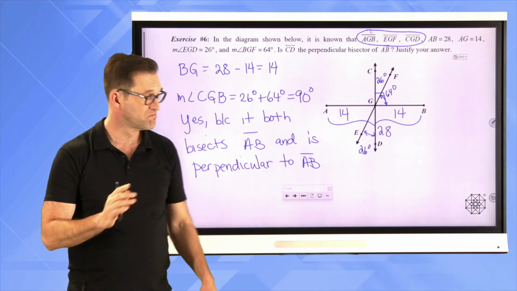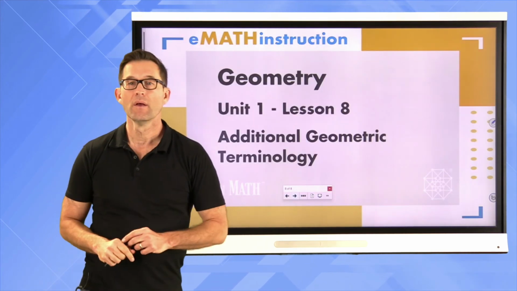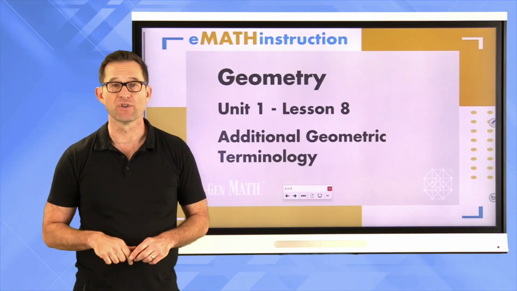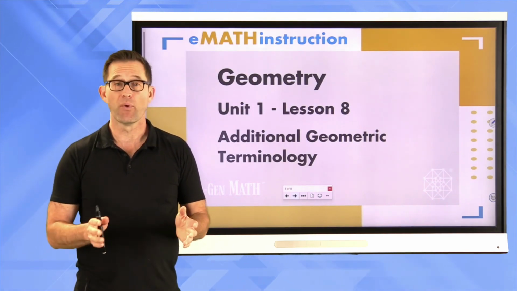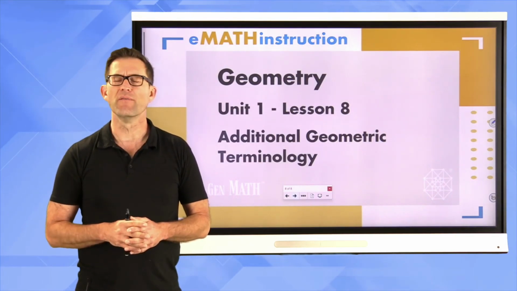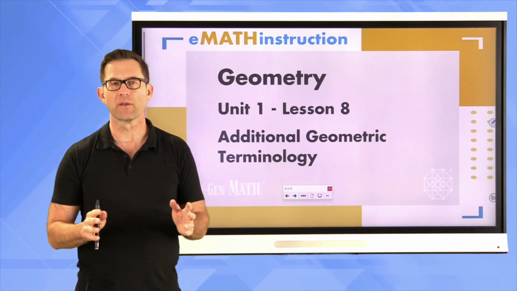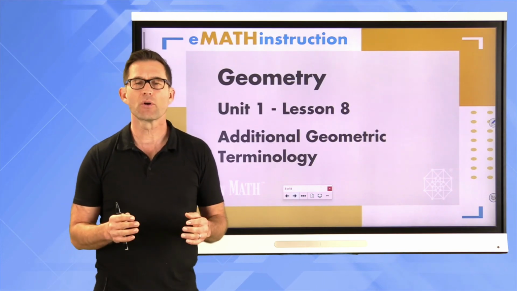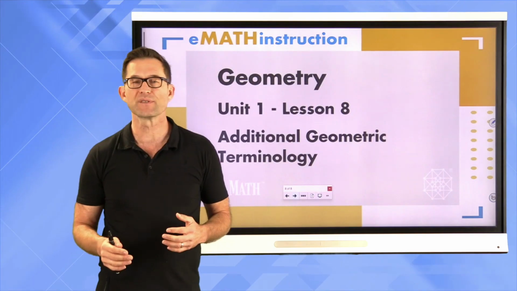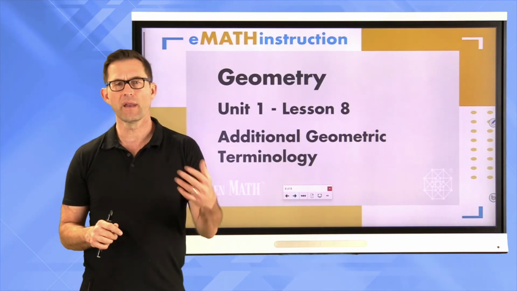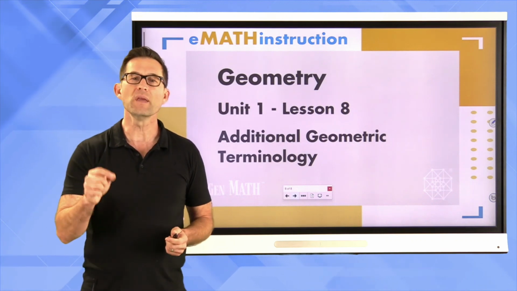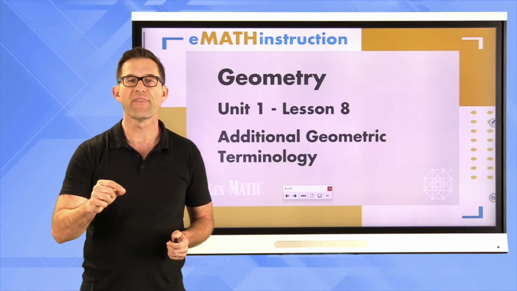All right, let's wrap it up. So today what we did is we looked at additional geometric terminology. Specifically, we looked at the midpoint, we looked at a segment bisector, and we looked at the very important idea of a perpendicular bisector. All of this terminology is going to get used time and time again in geometry problems. And when you're told something like line AB is the perpendicular bisector of segment CD, you have to immediately know the information that that tells you.